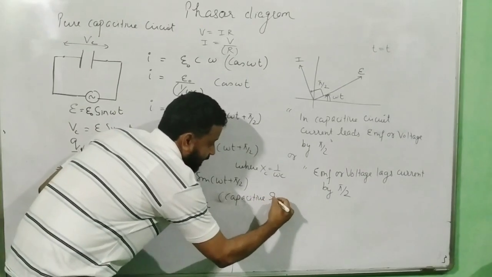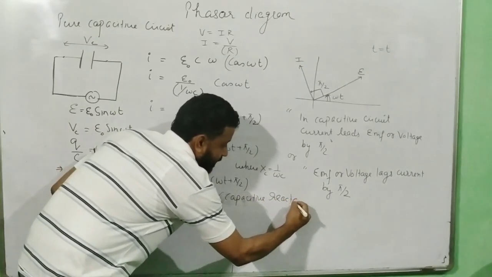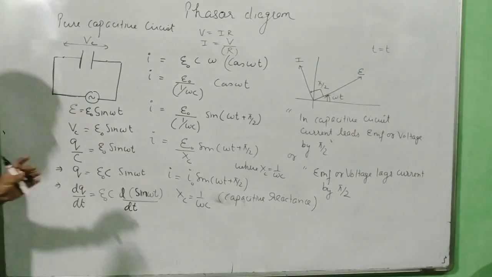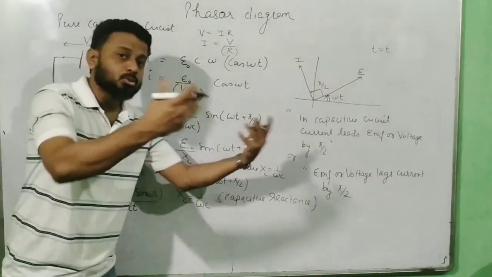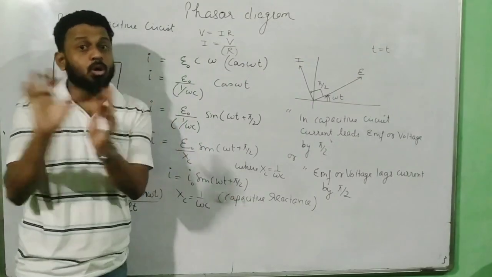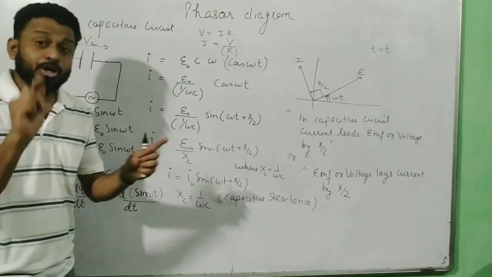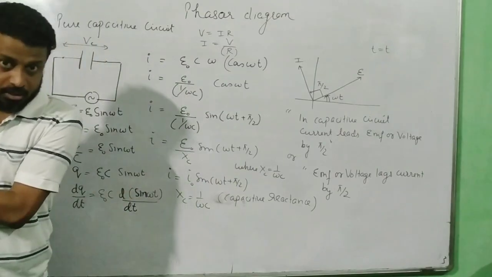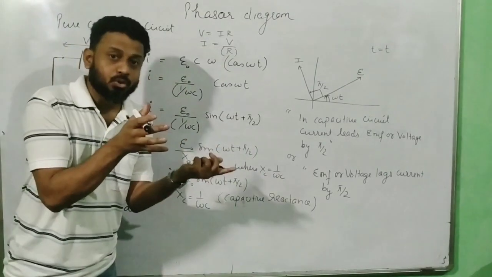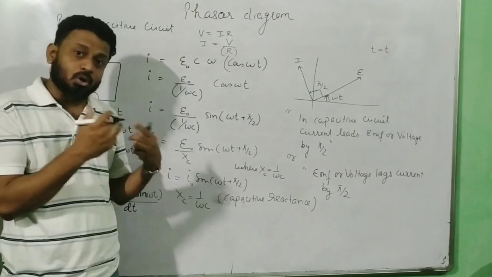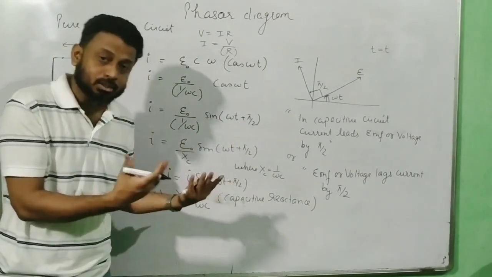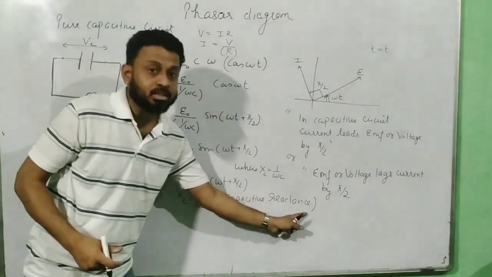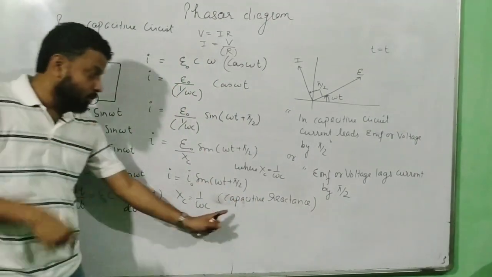Capacitive reactance. It means the net resistance offered by the capacitance to an alternating current. But we don't use the word resistance because the word resistance is reserved for the resistor. So we have to come up with a new word. Since capacitance is offering a net obstruction to an alternating current, the new name given to that is reactance.